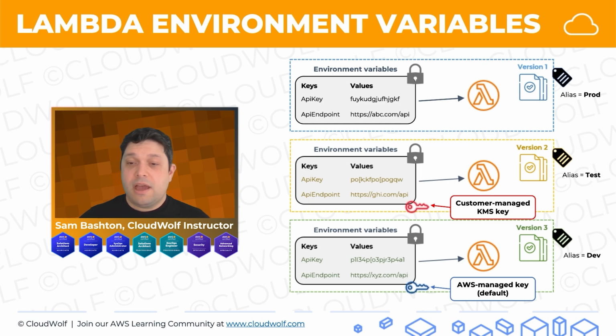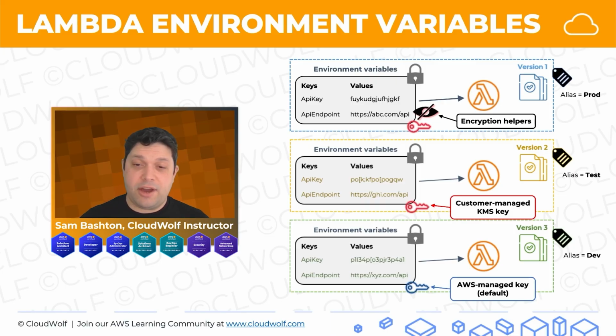the API key, and we can then either decrypt that within the code itself, or we can use a Lambda layer with an encryption helper to decrypt that for us and provide it just as a normal environment variable. So we don't actually have to write any code if we don't want to decrypt from KMS. Having said that, it's very easy to do so.